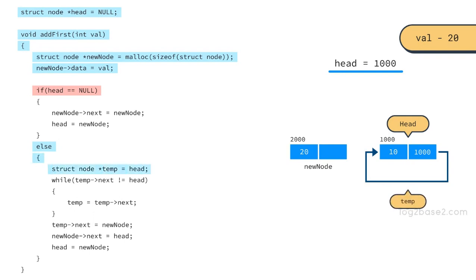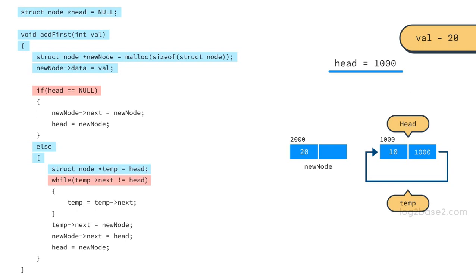So set a temporary pointer temp pointing to head and use a while loop to traverse the list till temp next equal to head. And when the loop terminates, temp will be pointing to the last node of the linked list. Here, temp equal to 1000 initially. So check if temp next not equal to head, but it is equal to head, so the condition fails and it will terminate right now. So we got the last node.